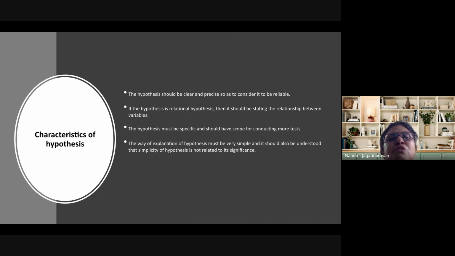And if it is going to be a relational hypothesis, again, relationship between two variables. Like, for example, the more the availability, more will be the preference for Pantene shampoo, right? So the more I'm going to say, the more it is available in the store, the more it will be preferred, right? And the hypothesis, again, it has to be specific.